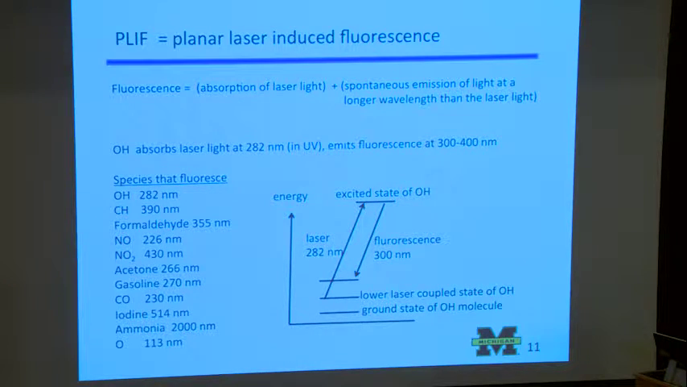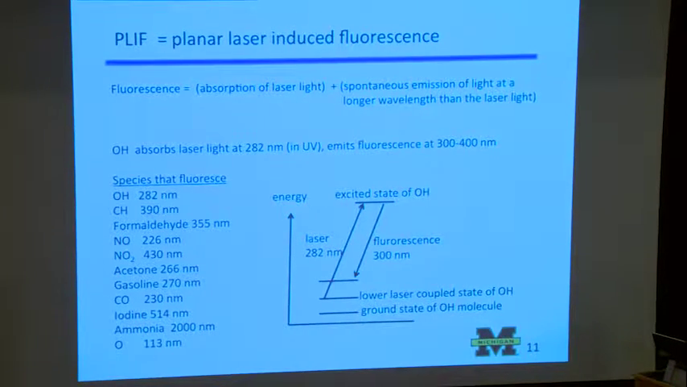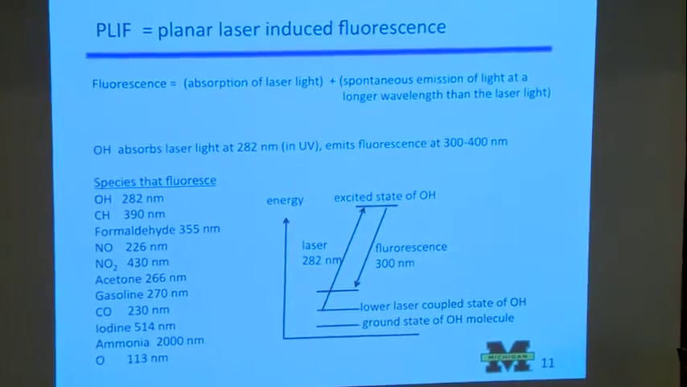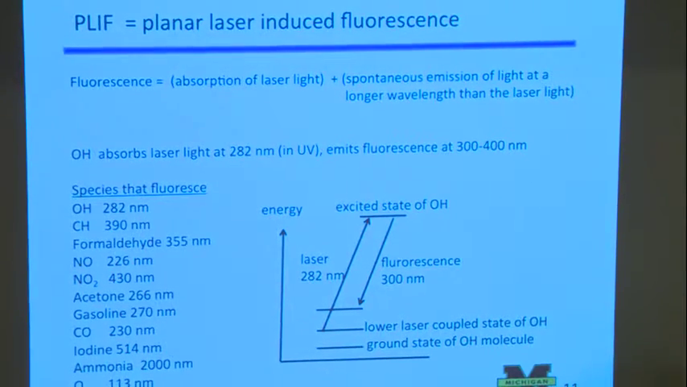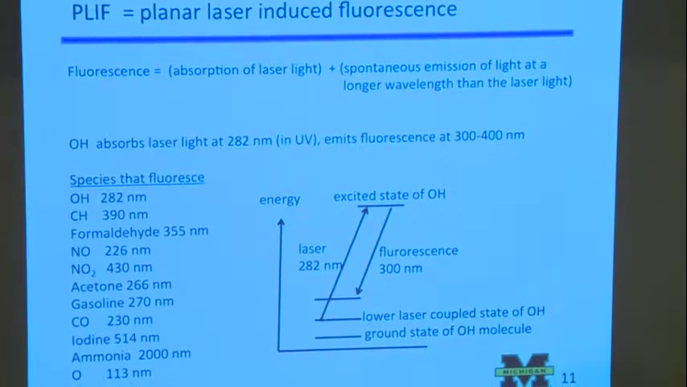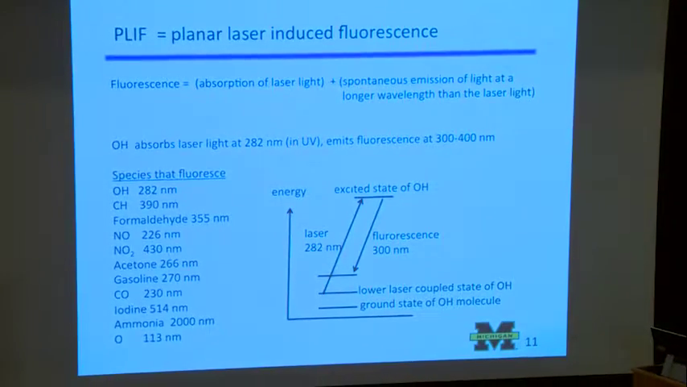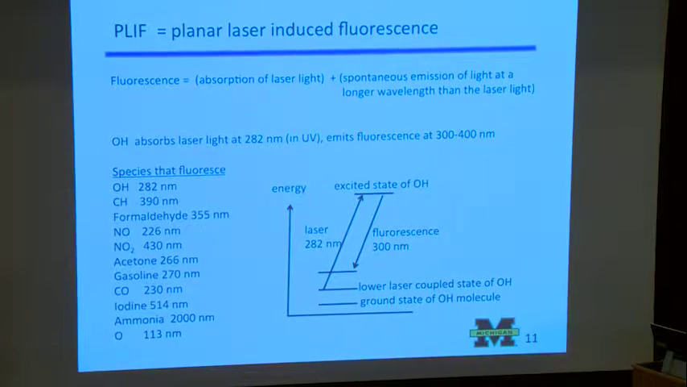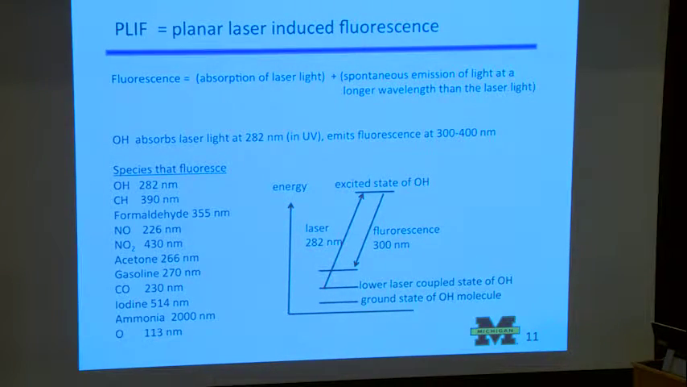we say that fluorescence is the absorption of laser light followed by the spontaneous emission of light at a longer wavelength than the laser light. So if you look at the ground state of the OH molecule, that would be the lower line. Now you would excite OH molecules, which means you take the electron that's in the ground state and you raise it to a higher orbit. You can imagine the electron going to a larger radius. And it would go from the lower laser coupled state up to some excited state.